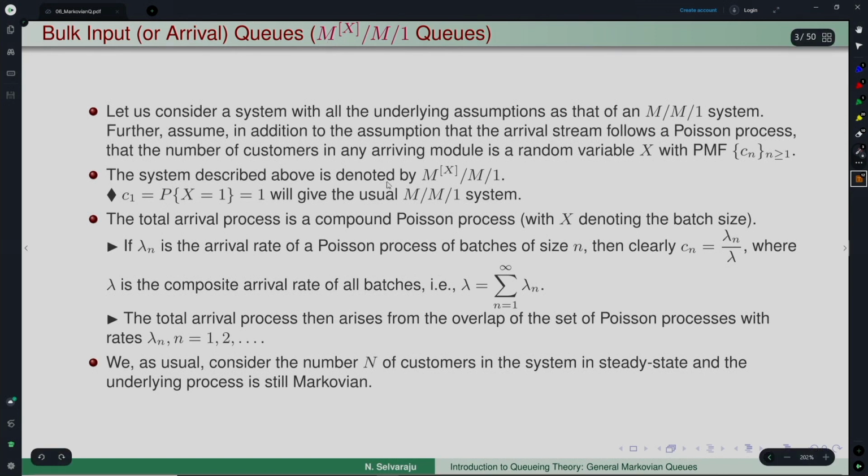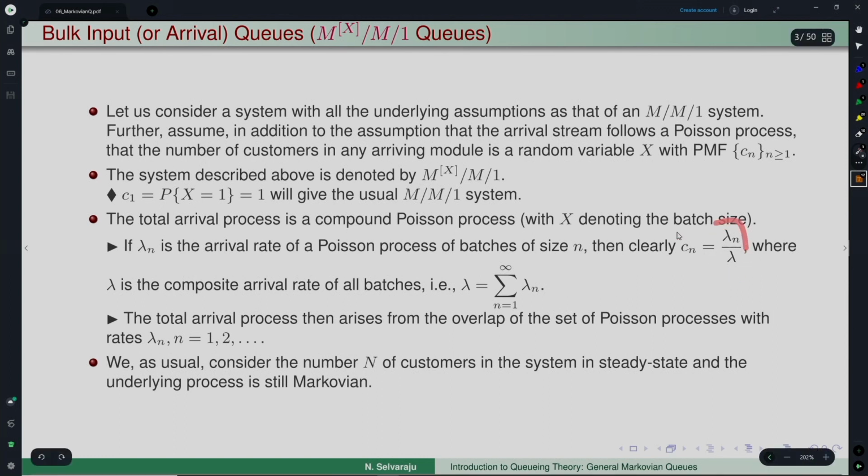So, this is the system we are describing, and whenever C1, which is the probability that X equals 1, is equal to 1, this gives back the original M/M/1 system. The total arrival process is a compound Poisson process, with X denoting batch size. Think of lambda n as the arrival rate of a Poisson process of batches of size n. Then Cn, the probability of batch size n, would be lambda n divided by lambda, where lambda is the composite arrival rate of all batches, meaning the sum of all the lambda n. So, this gives the proportion of arrivals with that particular batch size.